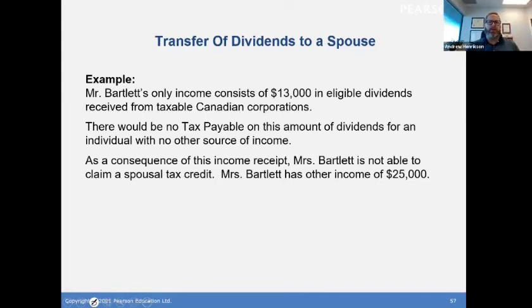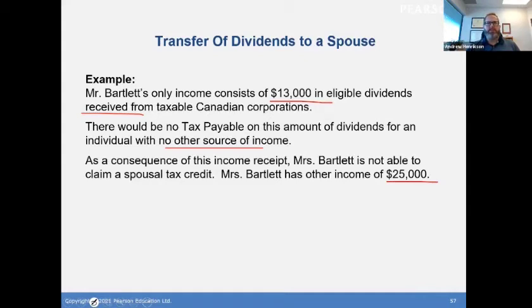So let's look at an example. We've got Mr. Bartlett. Mr. Bartlett's only income consists of 13,000 ineligible dividends. These were received from taxable Canadian corporations. So there would be no tax payable on this amount of dividends for an individual with no other source of income, right? So they're under the basic personal amount. As a consequence of this income receipt, Mrs. Bartlett is not able to claim a spousal tax credit. Mrs. Bartlett has other income of $25,000.